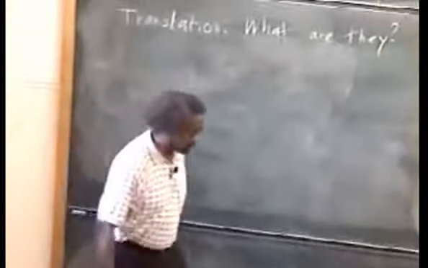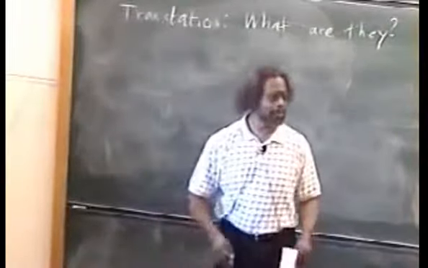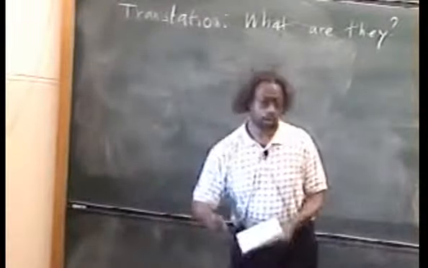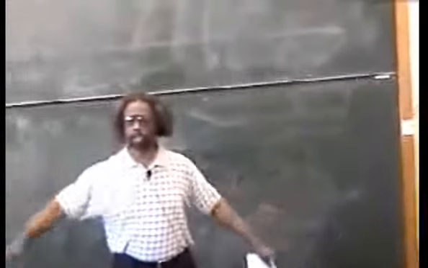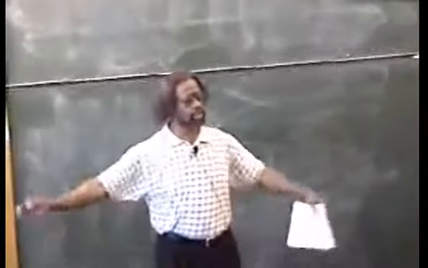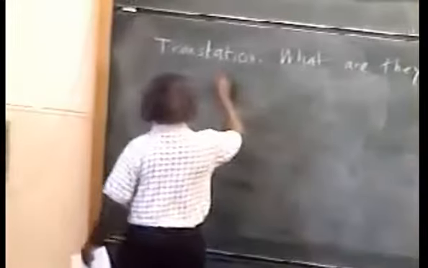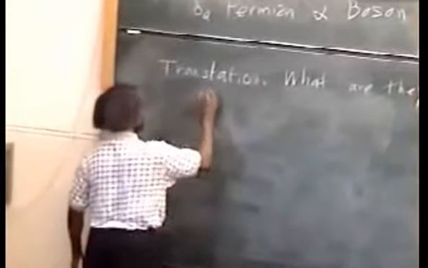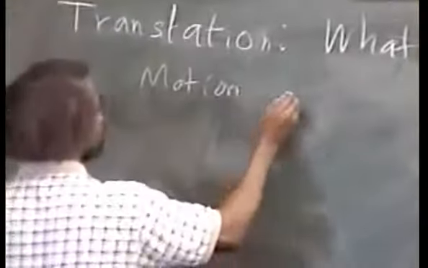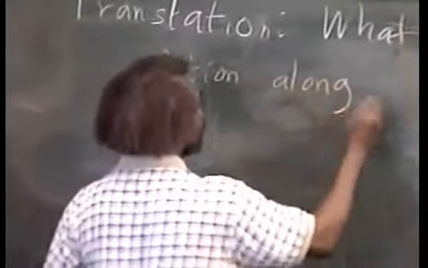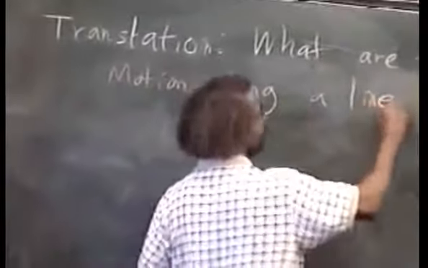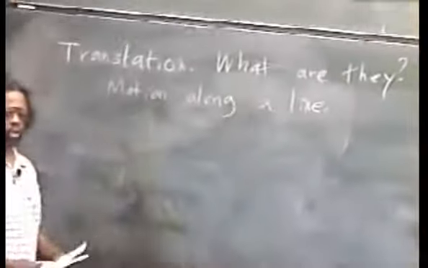Now, you can take tiny steps, so you can have small translations, or I can take big, long steps and have big translations. Translations are simply straight line motions. And so, that's what translations are. They're motions along a line. At the most primitive level, this will suffice for definition.